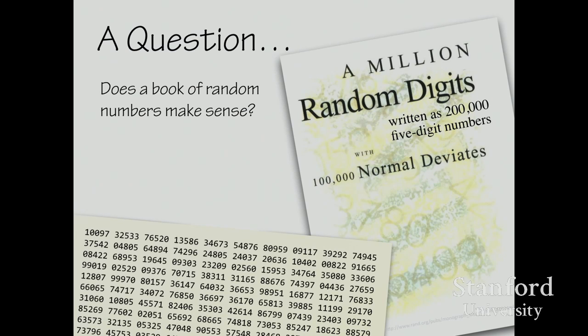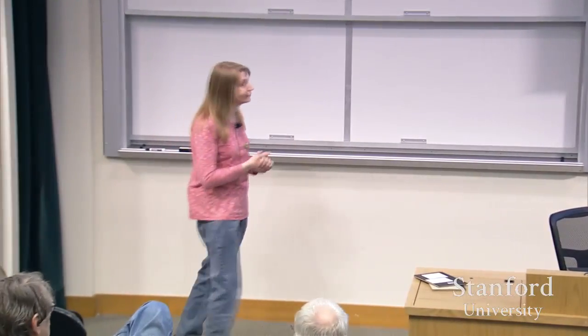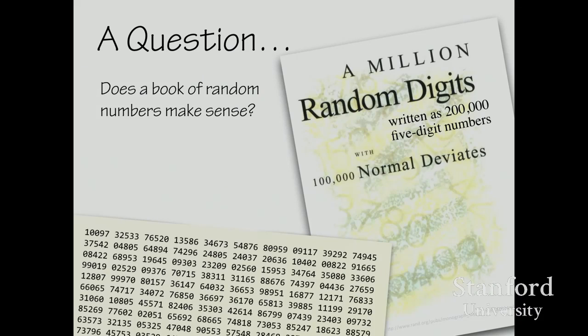so I'd like you to talk to somebody next to you. I'm only going to give you less than a minute, probably, but I'd like you to confer with somebody near you, and if possible, disagree with them. So take a second, confer with someone. Does this concept of a book of random numbers make any sense at all? So talk to each other, see what you think.